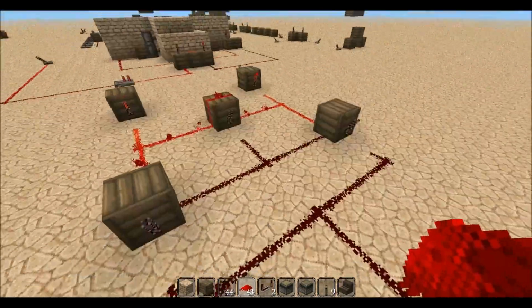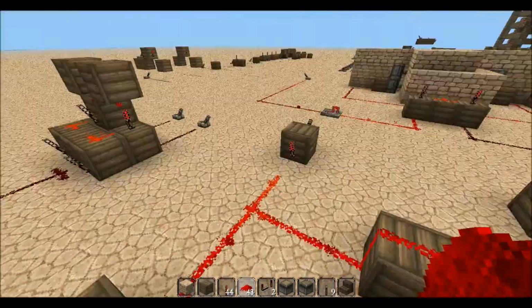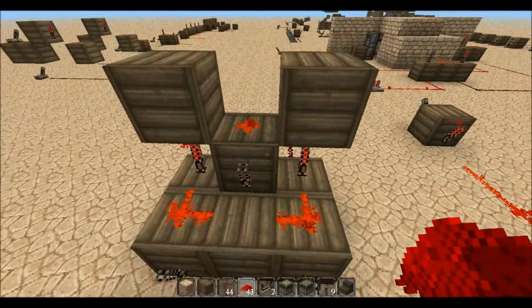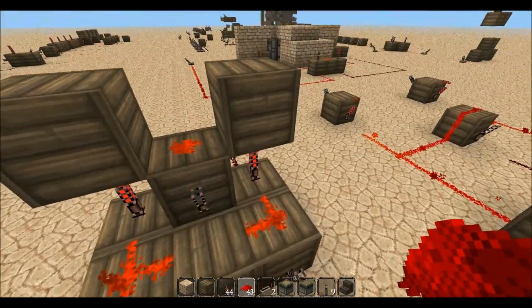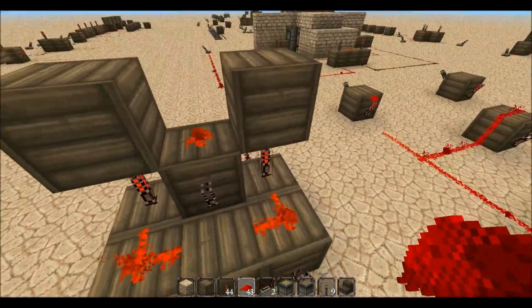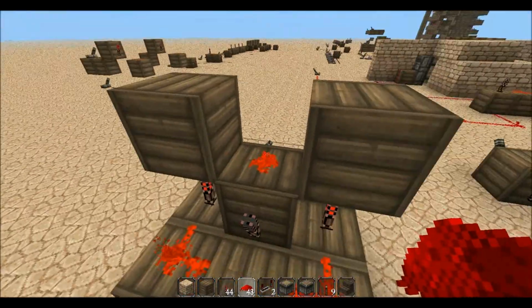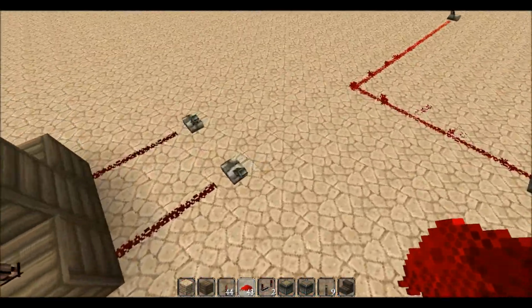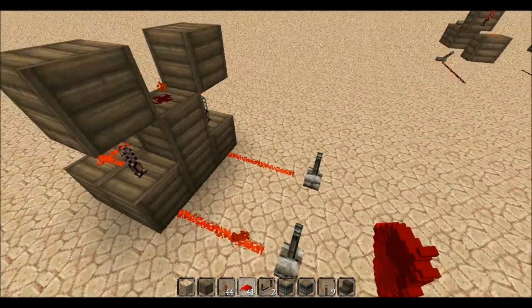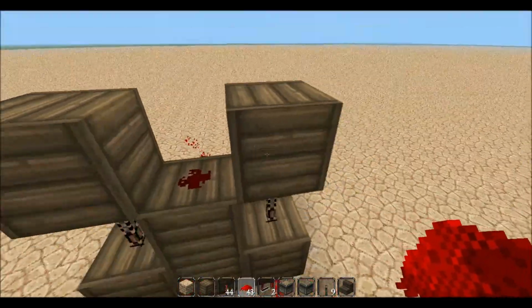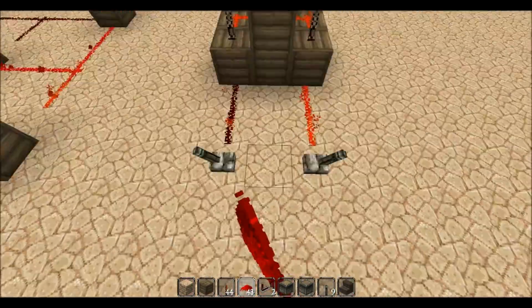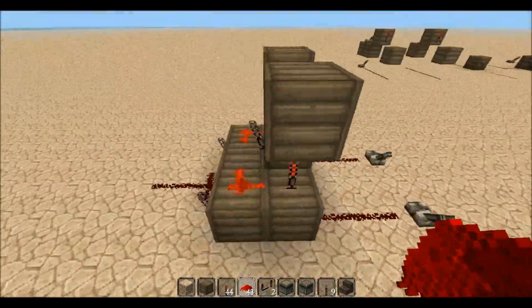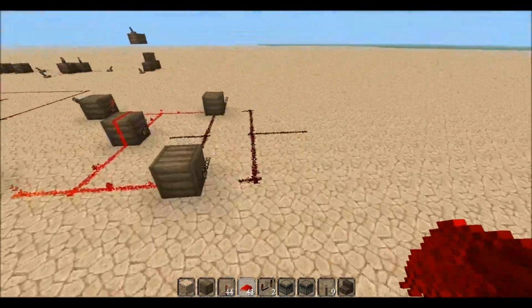These NOR gates are also powered from this NOR gate here, which is this NOR gate here, which is powered like so by powering these blocks here, which in turn power this redstone here. So if I were to turn both these outputs on, this redstone is no longer powered because neither of these blocks are powered. So that's how it relates.